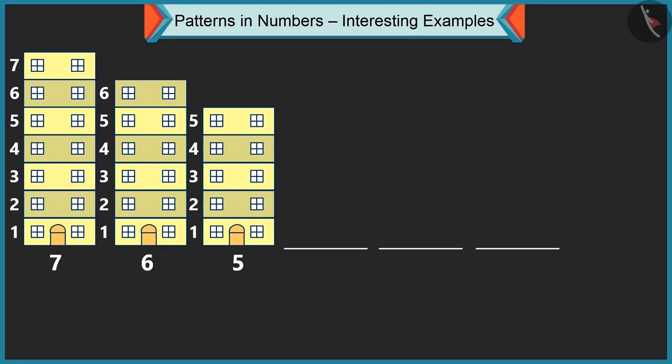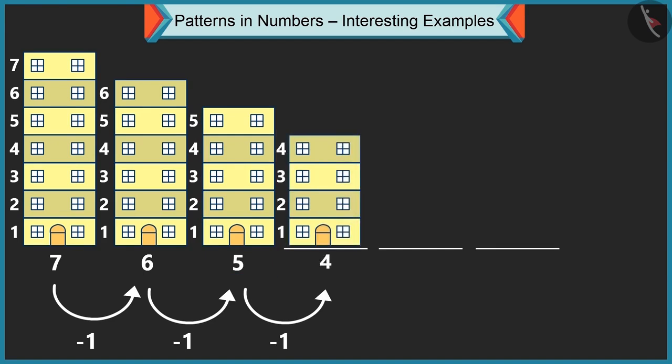Okay, now let's continue and complete the pattern. This is easy, sir. In this pattern, we reduce 1 floor each time and proceed with the pattern, right? Yes, Pinky, rightly said. Following this pattern and moving to the next step, we deduct 1 from 5, we get a 4-story building. Well done, Pinky.